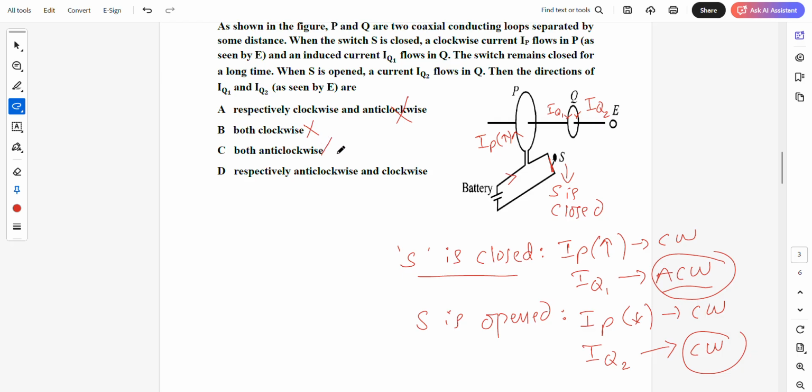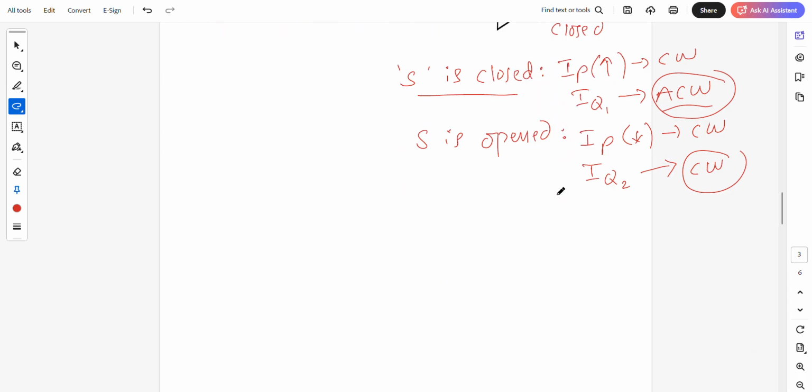Both clockwise, wrong. Both anti-clockwise, respectively anti-clockwise. This is right. So, hope you understood this. Very easy sum. We'll go to the next sum.